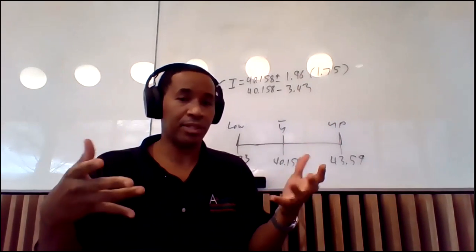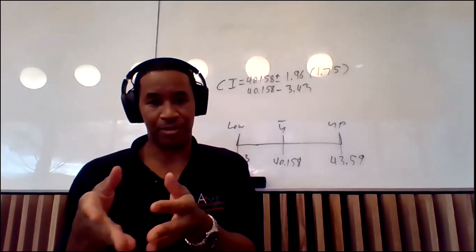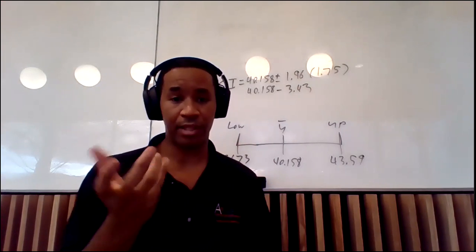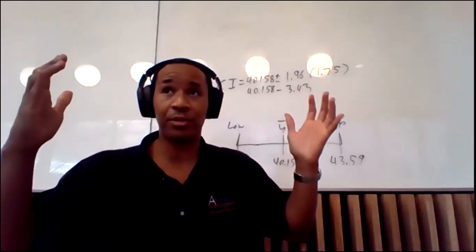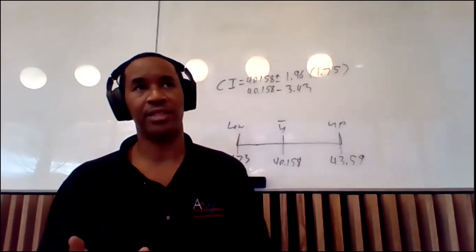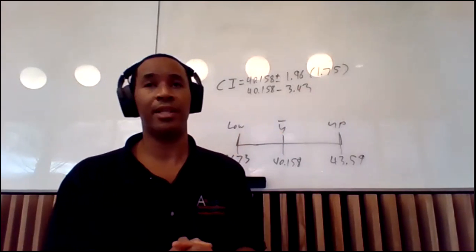So if you shrink your confidence level, you have a more precise estimate, right? So that's the relationship between a confidence level and a confidence interval. If you want a higher level, your interval is going to be bigger, and vice versa. If you want a more precise estimate, your confidence level is going to go down.